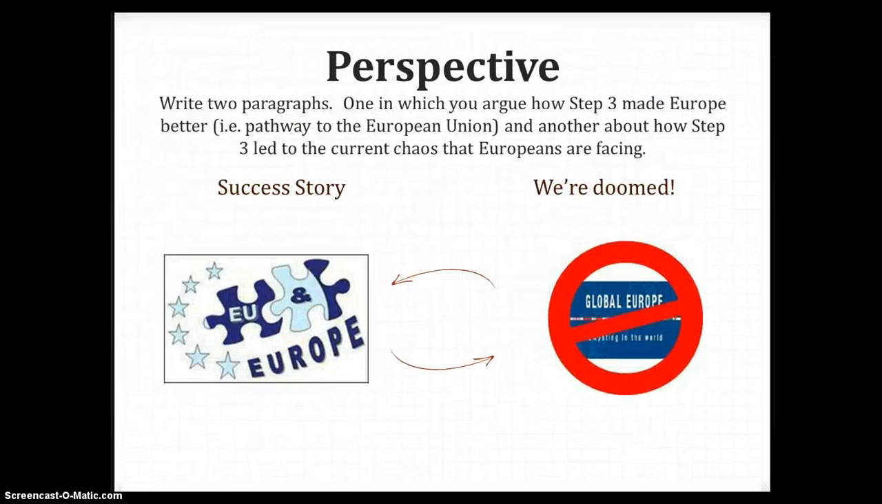Now, take a minute individually, and I want you to write 2 paragraphs. That first paragraph, you're going to argue how step 3 made Europe better, the pathway to the European Union, a supranational entity, one of the first in the entire world, and showcase its successes. On the other hand, in the second paragraph, I want you to write about how step 3 has led to that chaos that Europeans are facing. We're doomed. If we hadn't even started this, would the situation be better or worse in Europe in this moment?